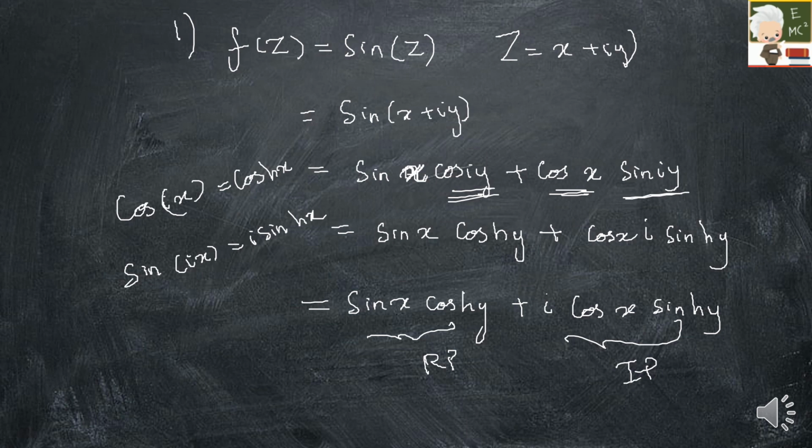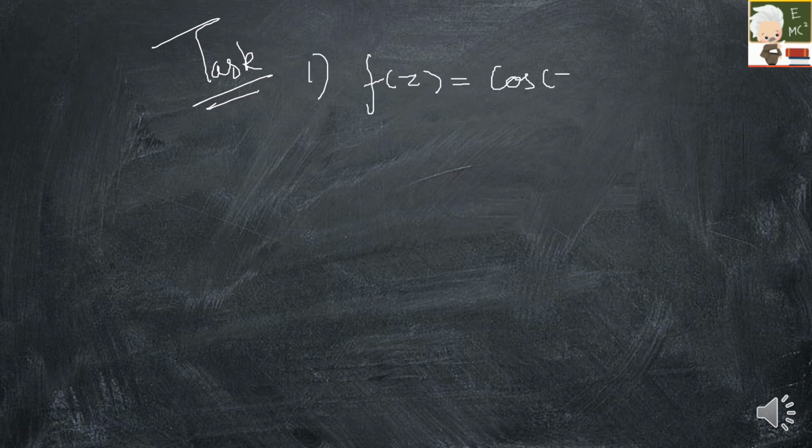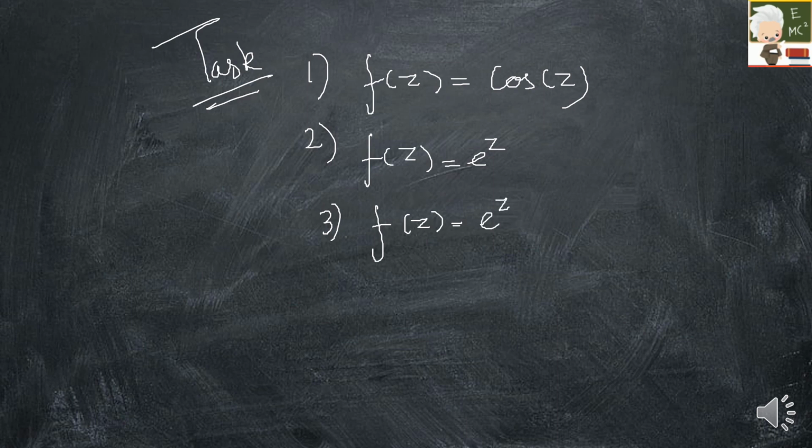So I will give you a few more problems as a task for this. Try to find the real part and imaginary part for it. So this is a task again. What is the task? First question, f of z is equal to cos z. Second, f of z is equal to e raised to z. Third, f of z is equal to e raised to z square.